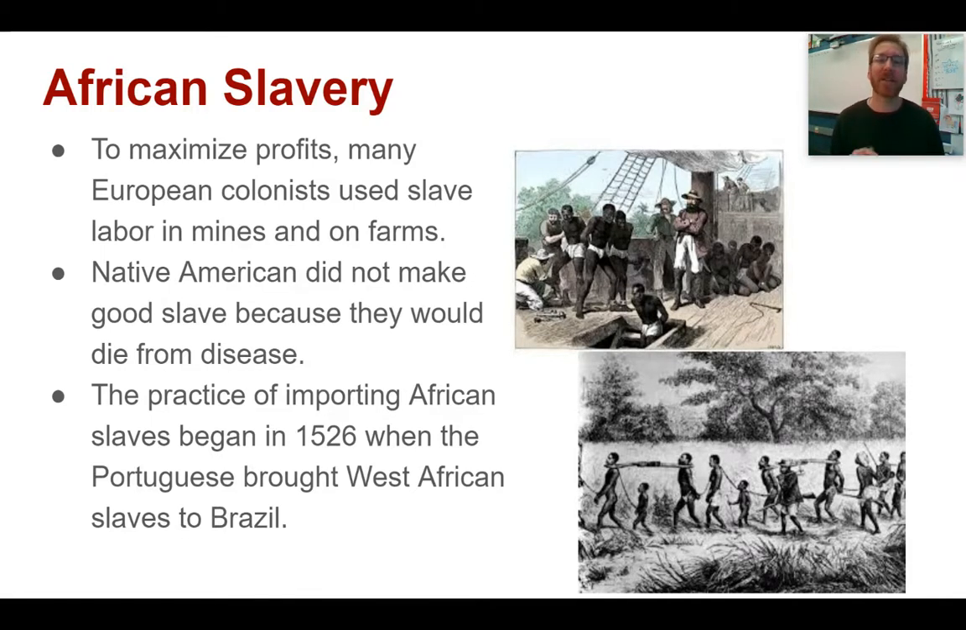Well, less so the Dutch. The Dutch wind up being more brokers than colonists. But the British will do this as well. More on that to come.